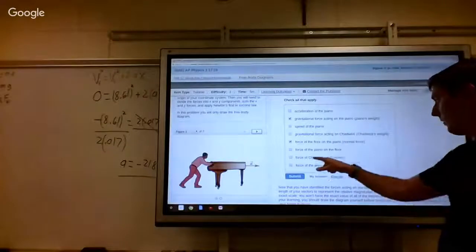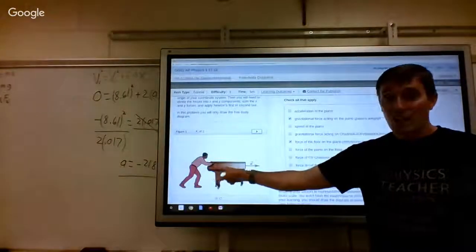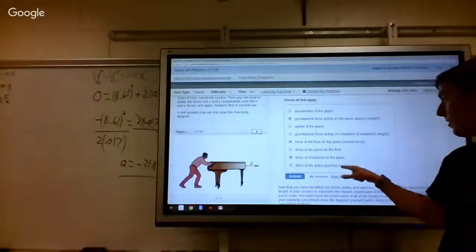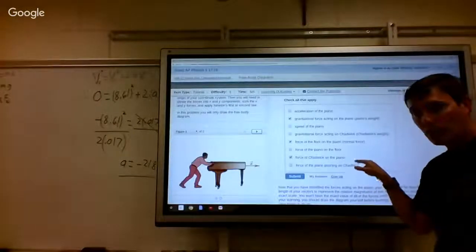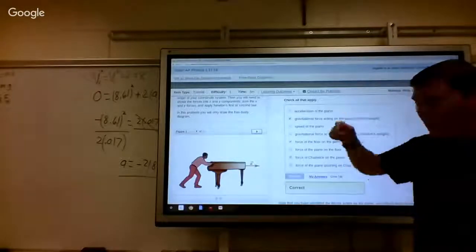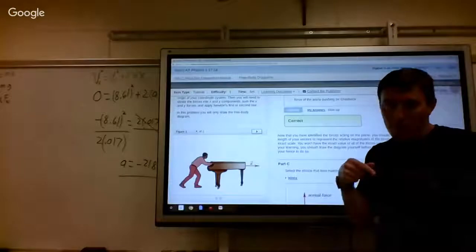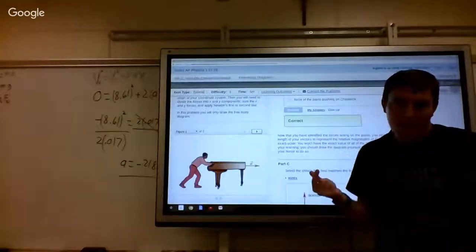All right. The force of Chadwick on the piano, is he touching the piano and pushing it? We care about that one. And then the force of the piano pushing on Chadwick. The piano is pushing Chadwick, so we don't care about that either. So those are the ones we care about. And green. Okay. If I'm going too fast, just rewind me, and you can remind me in email that I said awesome things.